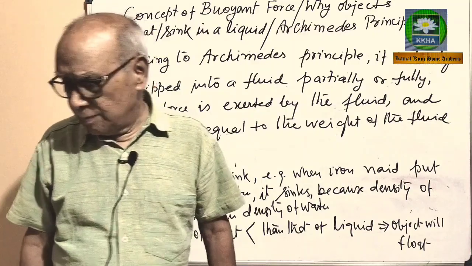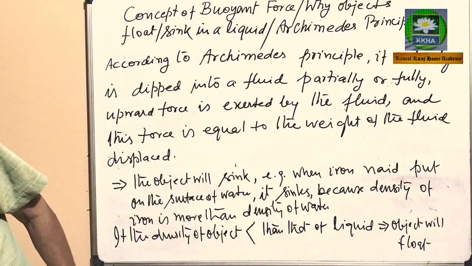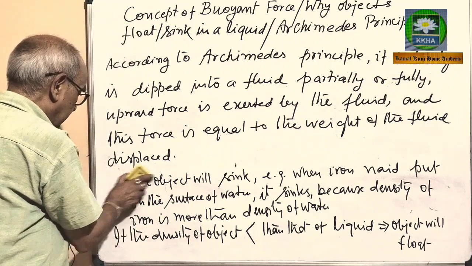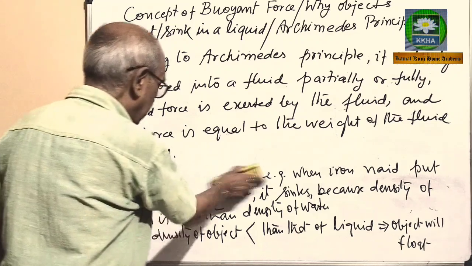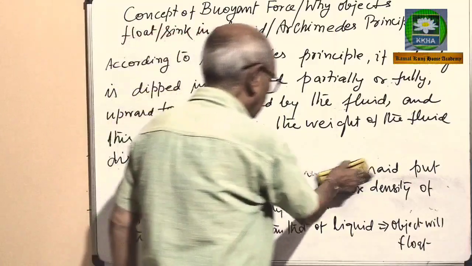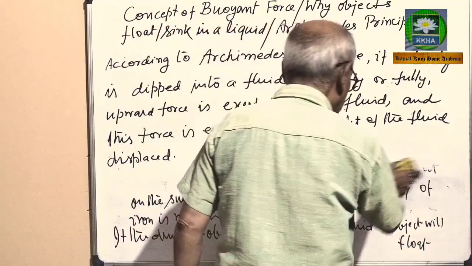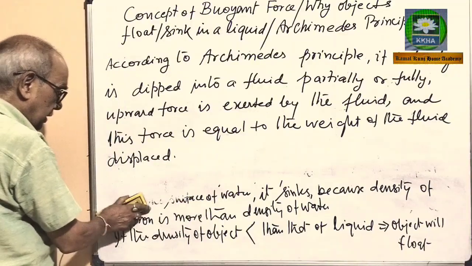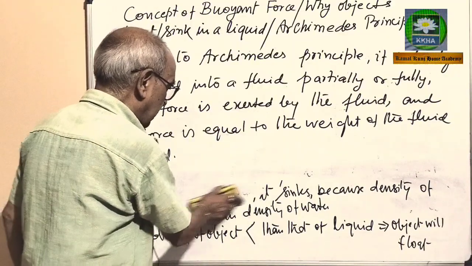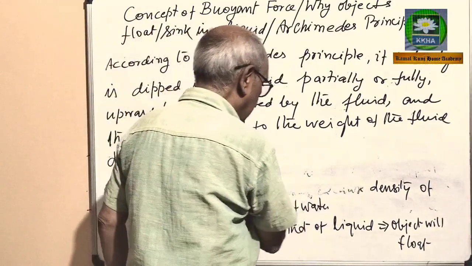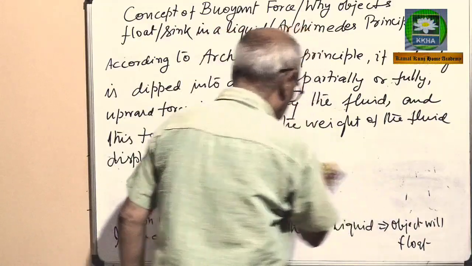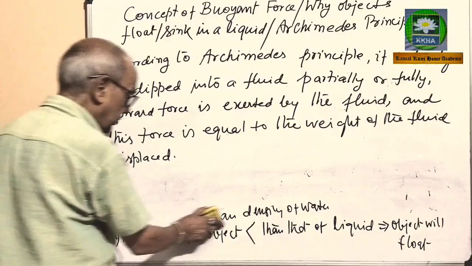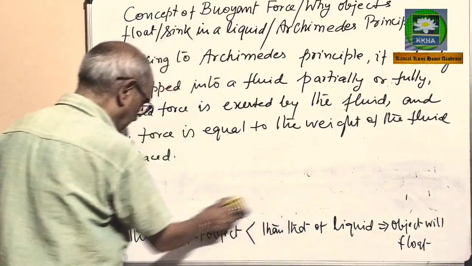Now, Archimedes Principle is very useful. There are wide applications. For example, this principle is used for designing ships and submarines, lactometers and hydrometers, and also for determination of bulk density and apparent porosity of solids.